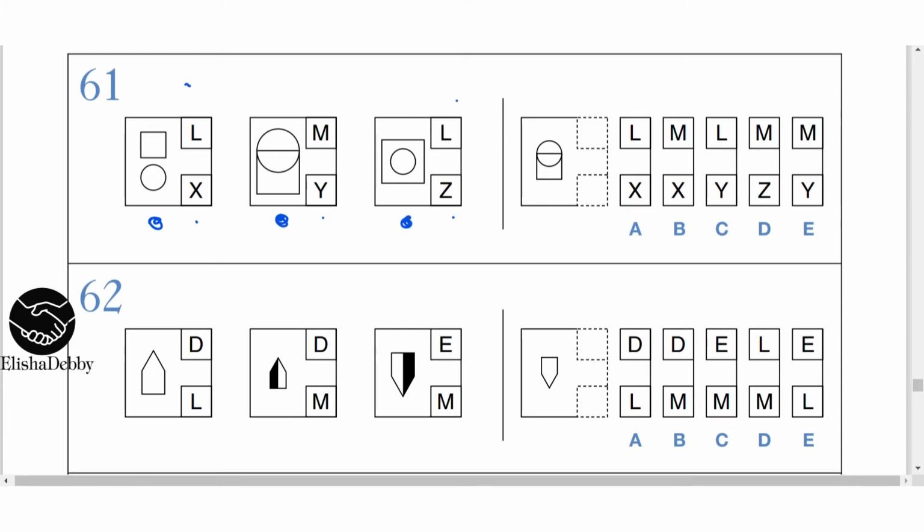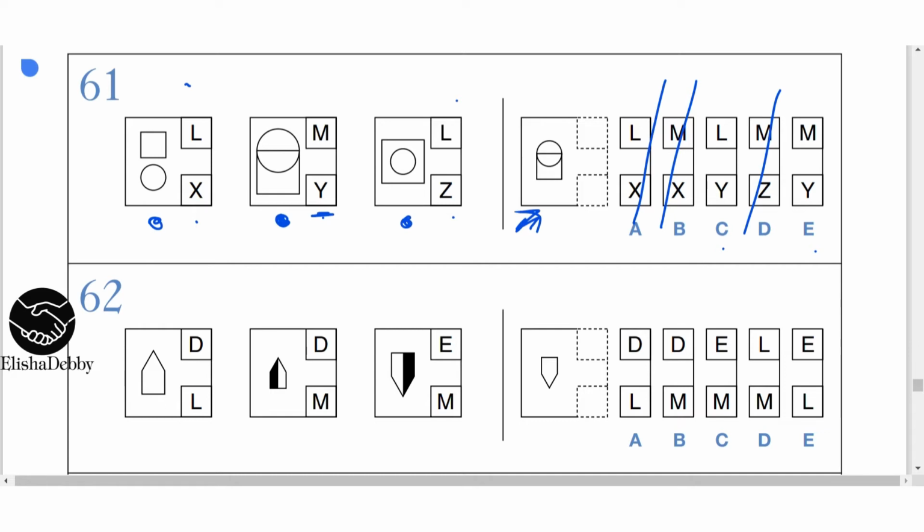So XYZ. Now I look at my shape here, the question I'm trying to answer. This is intersected like that, meaning the bottom one should be Y. So I will eliminate the ones that are not Y at the bottom. So I'm left with C or E.